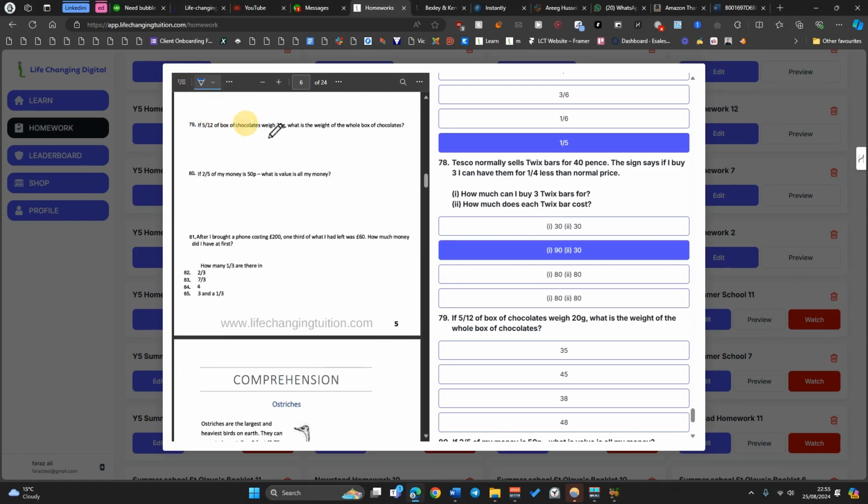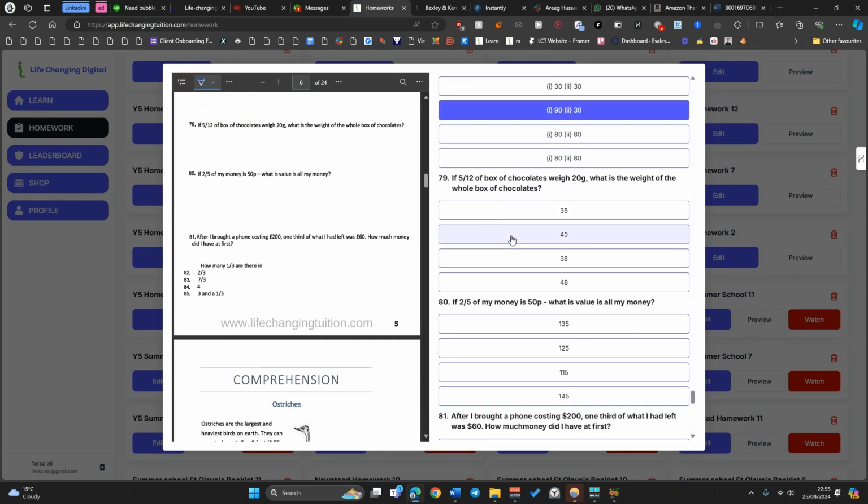Alright, question 79. If 5/12 of a box of chocolate weighs 20 grams, what is the weight of the whole box of chocolate? Okay, this is the same, it's a missing quantity. So 5/12 of something is equal to 20 grams. Well, what we can do is figure out, first of all, what is 1/12 of that missing quantity, and then what is 12/12, which is the whole quantity.